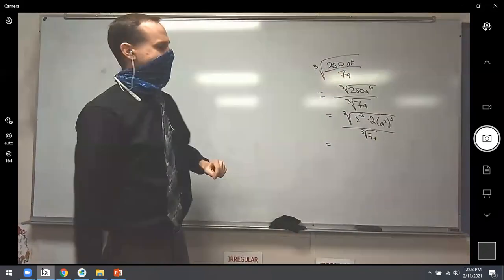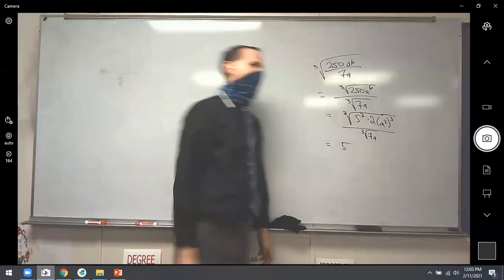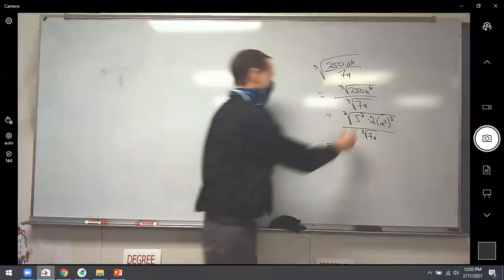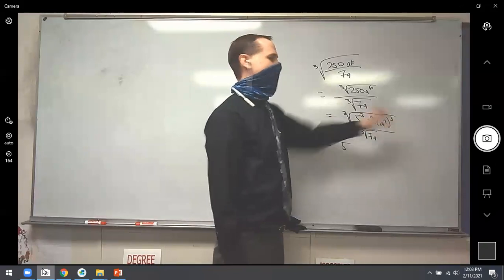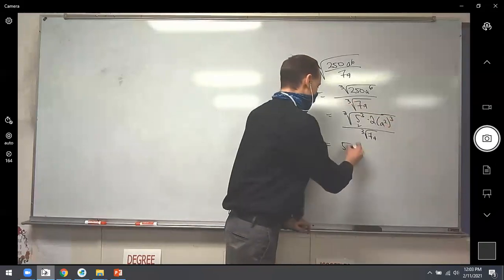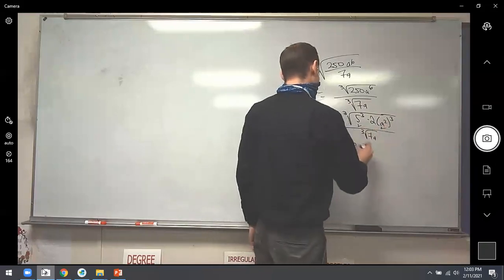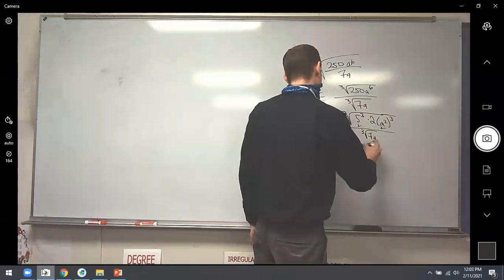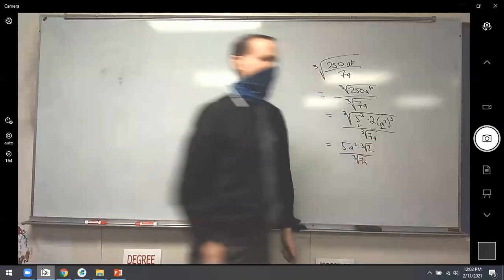On the top, the cube root and the 5 cubed, the cubes cancel. We have a 5. That one's done. We got a cube root of a squared cubed, so those cubes cancel. We have an a squared. And there was a 2 left over, so there's a cube root of 2 still sitting up there. And like we said, we really can't do anything with the bottom.